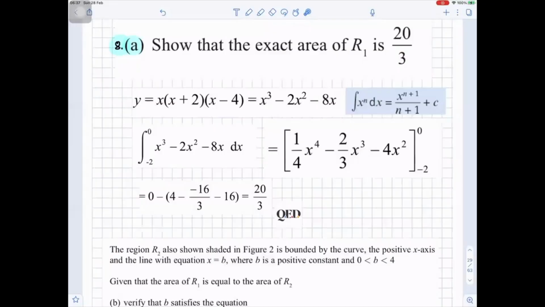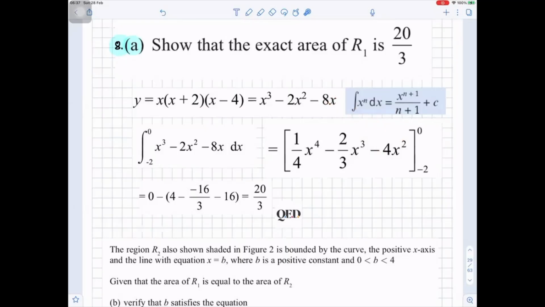So when you integrate, you will get x to the 4 divided by 4. Add 1 to that 2, you get 3. And then you divide by 3. Add 1 to that 1, you get 2. And you divide 8 by 2, you get 4.